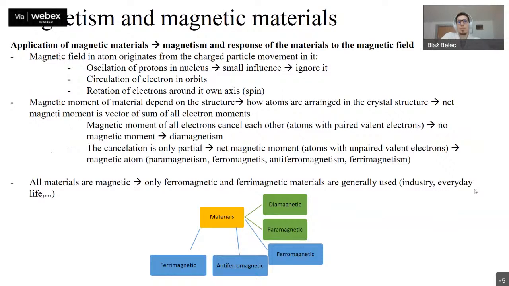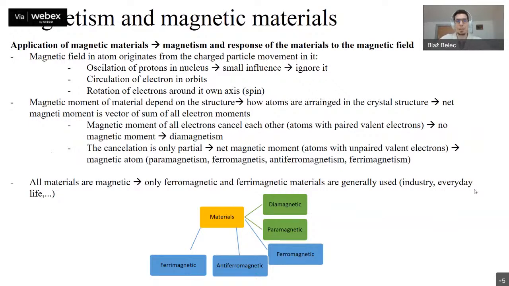So application of magnetic materials relies on the response of the material to the magnetic field. And the magnetic field in the atom originates from the movement of charged particles. We know three types of movement of charged particles in the atom. We got oscillation of protons in the nucleus. This has a really small influence on the response to the magnetic field, so we ignore it. But more important are the circulation of electrons in orbits and the rotation of electrons around their own axis, the spins.